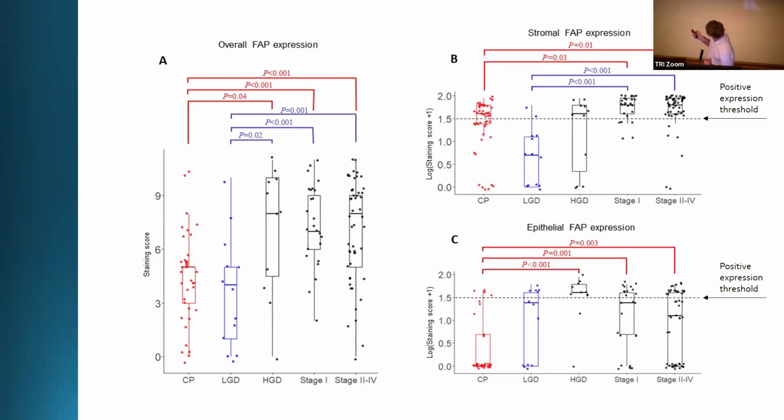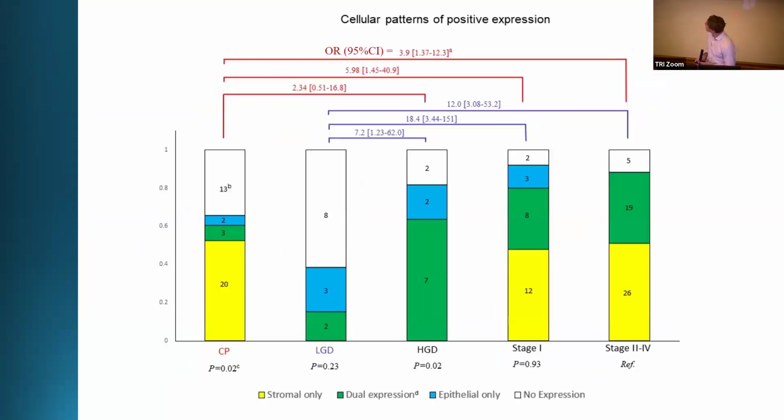Epithelial expression peaks with high-grade dysplasia, whereas stromal expression, that's the cancer-associated fibroblasts, increases with increasing malignancy. Looking at it through a slightly different lens, as in the frequency of positive expression, you see a similar story. But what it also highlights is that in these pre-invasive neoplasms, it's actually the epithelial expression rather than the stromal expression which is more prominent. And it increases in frequency from low-grade dysplasia to high-grade dysplasia.